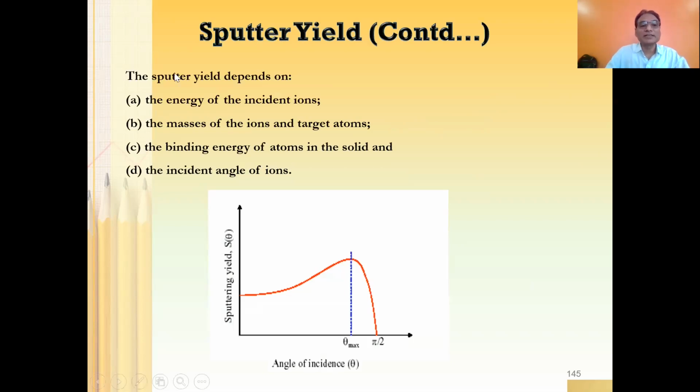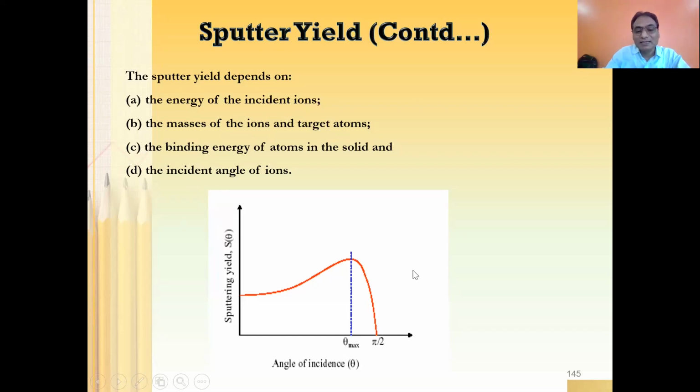Sputter yield depends on these four factors. First, the energy of the incident ion, which is very important. Second, the masses of the ions and the target atoms. Third, the binding energy of the atom in the solid, and fourth, the incident angle. The incident angle is also very important.